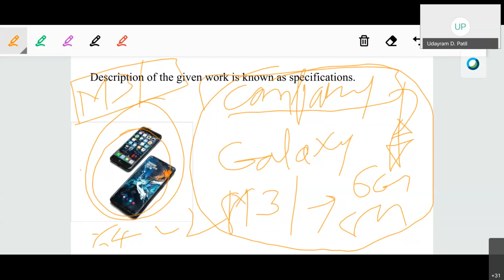Okay, just saying that my phone is a smartphone, or the screen size of my particular smartphone is so-and-so, or the RAM of the particular phone is 6 GB or 8 GB, or the internal storage is 128 GB, will not give the proper identification of the particular item. I will need more information. That particular information which identifies our particular item is known as the specification.